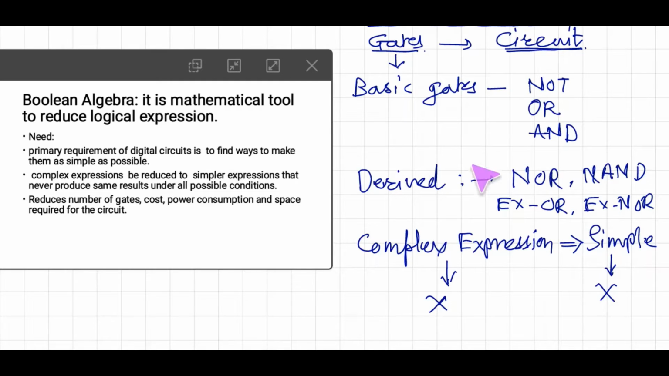expression. And how it can be simplified, that we are going to see, and what are the rules which we are using for that. And obviously when we reduce complex expression into simple form, a major benefit is that it reduces number of gates, cost, power consumption, and space required for the circuit.